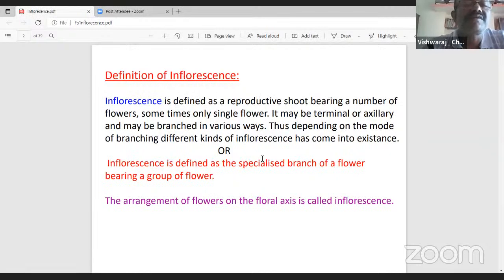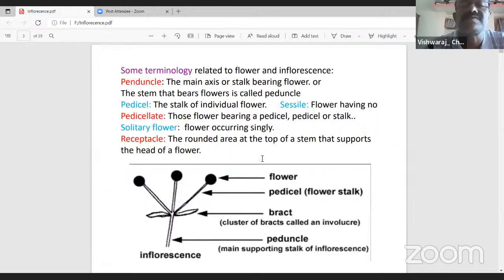Our second definition: inflorescence is defined as a specialized branch of flower bearing a group of flowers. And another definition: the arrangement of flowers on the floral axis is called inflorescence. Some terminology related to flower and inflorescence.